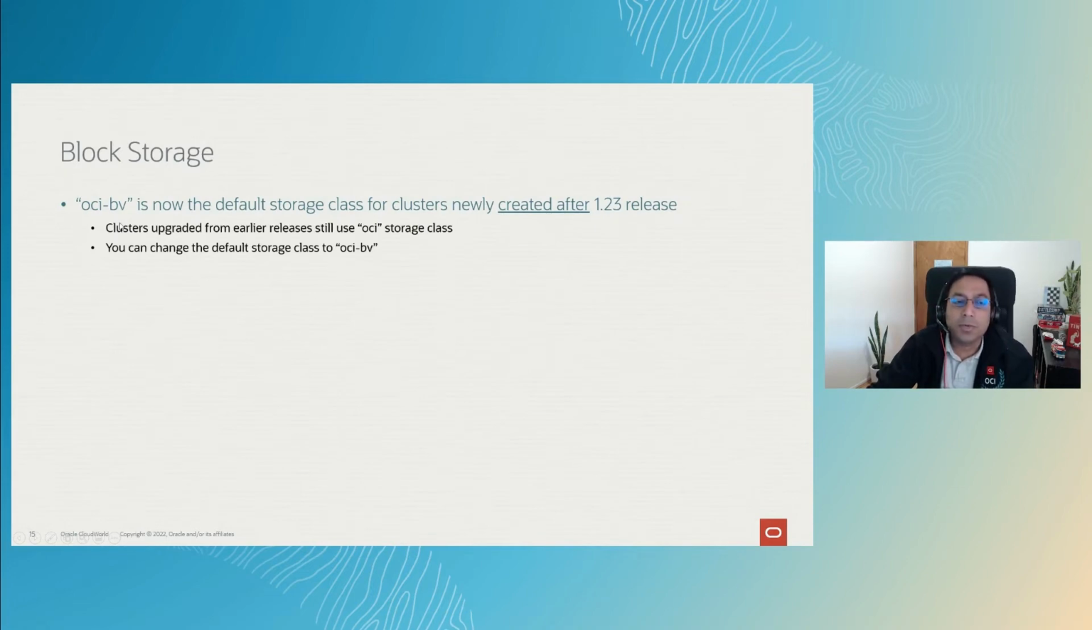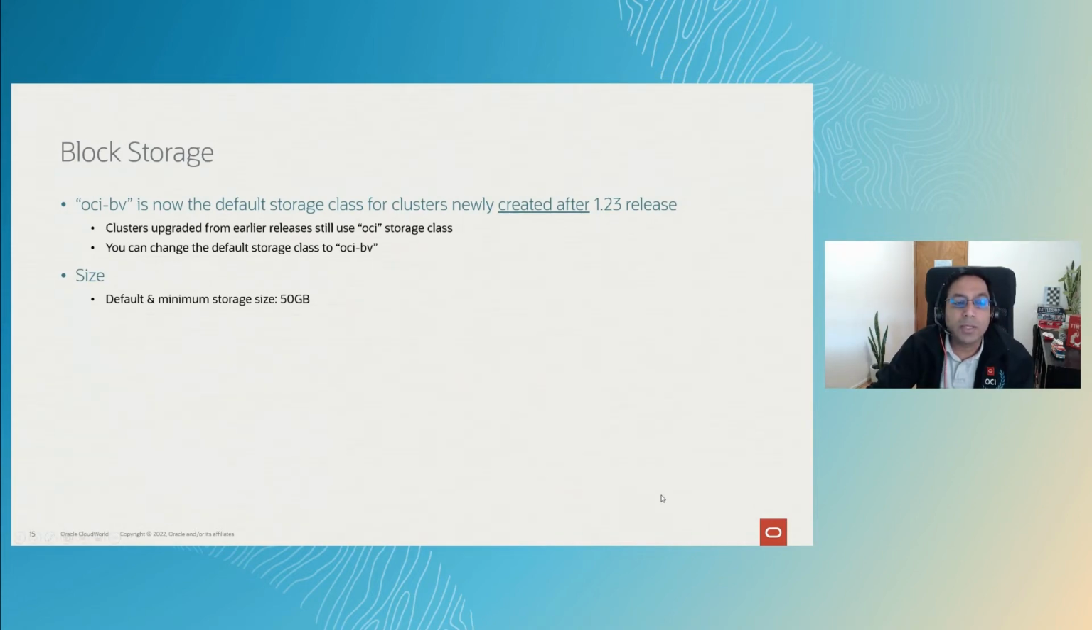Now, for block storage, the OCI BV is now the default storage class for clusters created after the 1.23 release. If you've got clusters that you created earlier and you're upgrading, they would still use the OCI storage class. However, you can change the default storage class to OCI BV to use the new one.